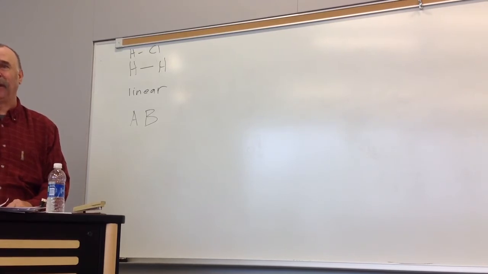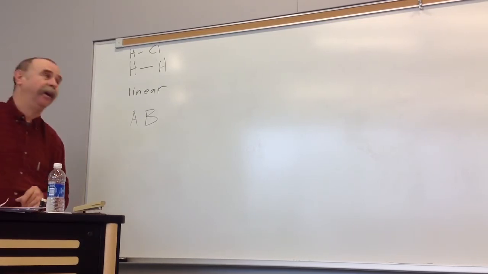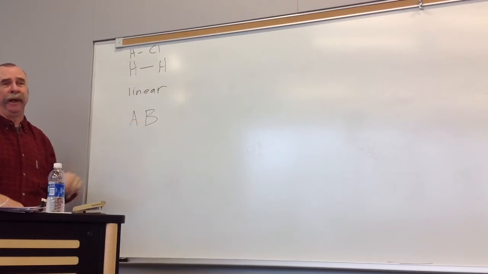Actually, it'll be a little more complicated than that, so I'm going to change that statement later on. I'm just trying to explain what the A and the B mean right now. So if it's just a diatomic molecule, it's going to be an AB shape. I'm just introducing the term right now.